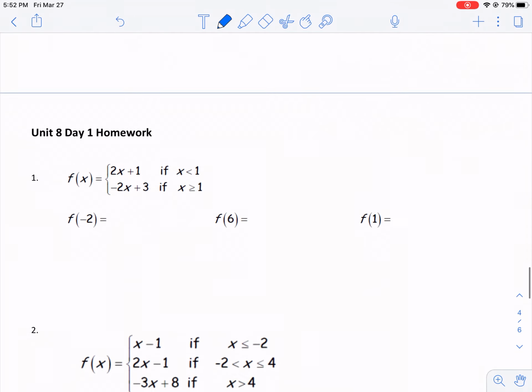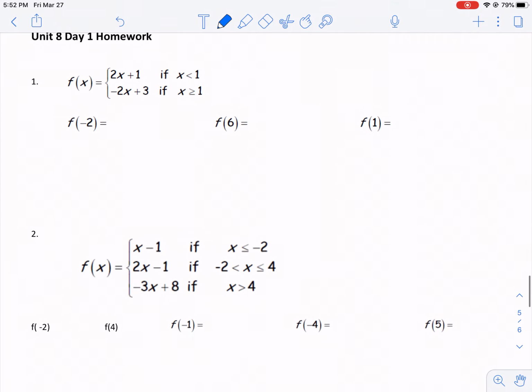Okay, there are some homework problems that you can try on your own now.